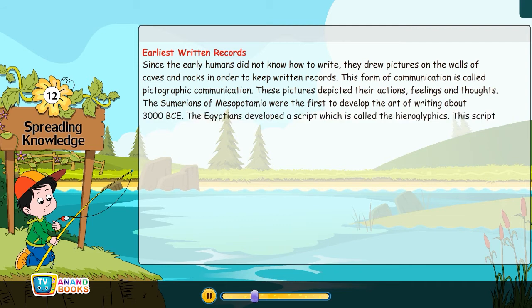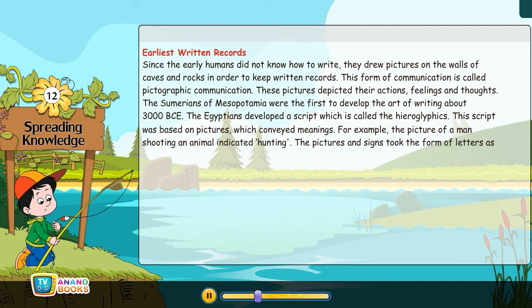The Egyptians developed a script which is called the hieroglyphics. The script was based on pictures which conveyed meanings. For example, the picture of a man shooting at an animal indicated hunting. The pictures and signs took the forms of letters as time passed. The Egyptians made 24 letters from the pictures.